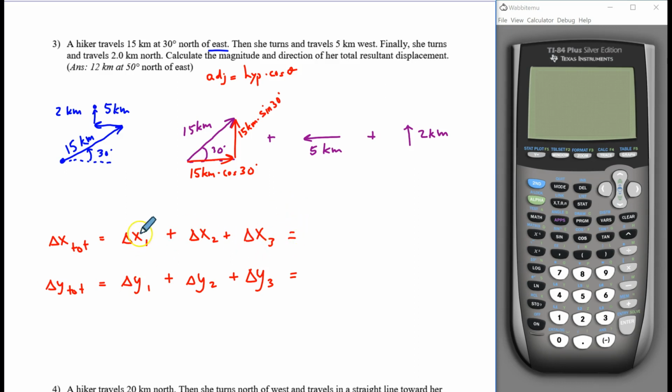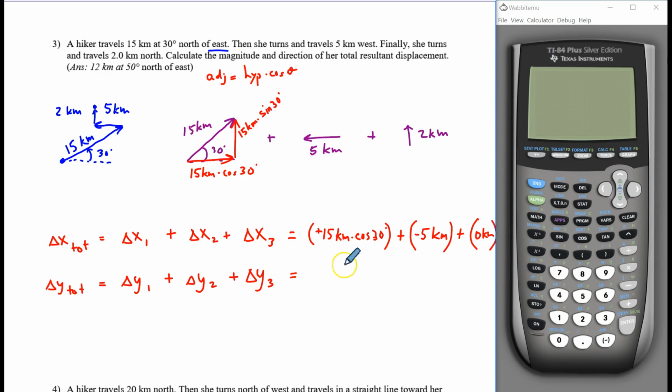Okay, we now know delta x1 and delta y1. Let me write that in. This first delta x is positive because it's eastward, 15 kilometers cosine 30. Okay, what's the x displacement from this? It's all of it, -5. I made it negative because it points west. Here, that's north. There is nothing on the x-axis, 0.